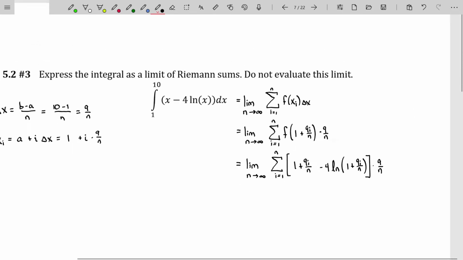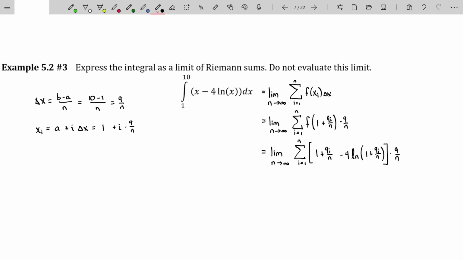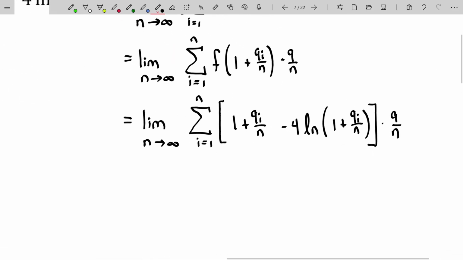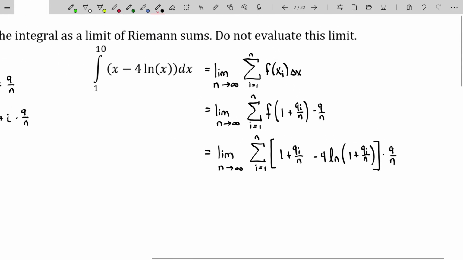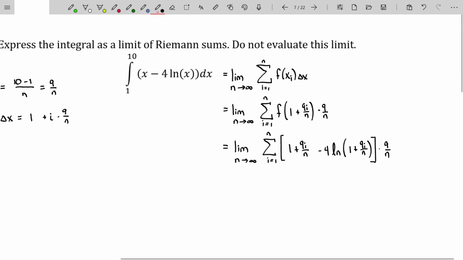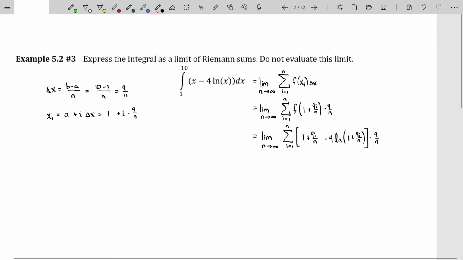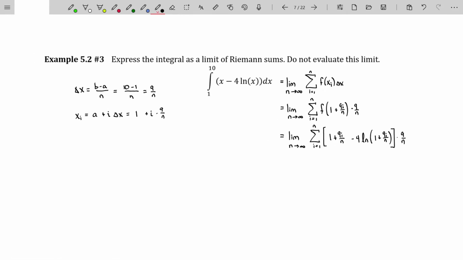All right. That's the limit of the Riemann sum that is equivalent to the definite integral from 1 to 10. The definite integral is definitely, pun intended, easier to write, and that's why we like to work with definite integrals. They're much easier to write than this limit of a Riemann sum. And as we move forward, we'll begin to evaluate them really, really quickly. That's it for this video.